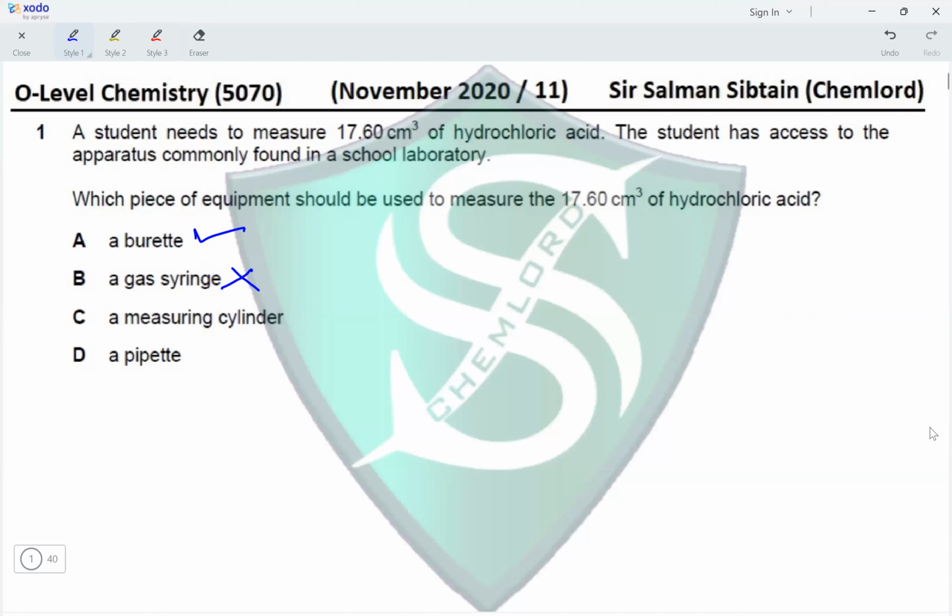Like in the case if we have some solution in excess and we are supposed to take 25 cm³ of it, we will use a measuring cylinder because its accuracy is not as good as that of a burette or a pipette. But if we need to measure 25 cm³ of a solution with accuracy, then we would use a pipette. But a pipette cannot be used to measure 17.6 cm³ of the acid. It has a fixed volume, only that volume can be measured using the pipette. So neither measuring cylinder nor pipette is the correct answer here. So the correct option for this question is option A.